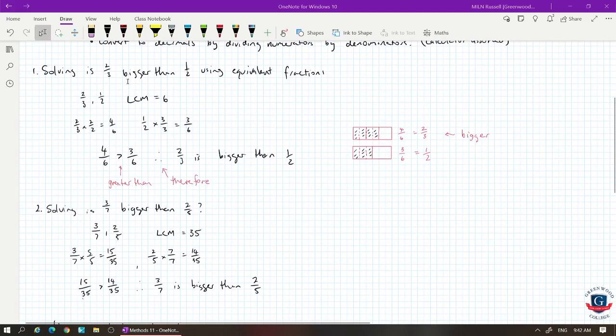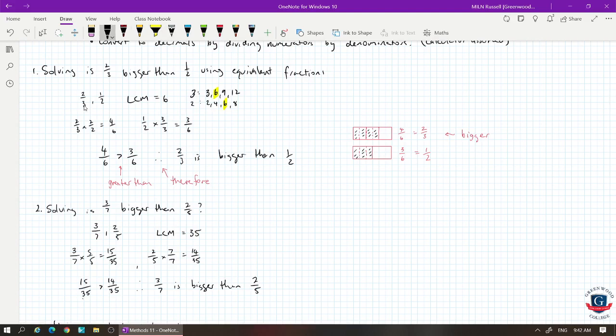Let's solve: is 2/3 bigger than a half, using equivalent fractions. So we'd write down the two fractions and we'd look for a common multiple. So let's list the multiples over here. I've obviously skipped a few steps. So 3 would be 3, 6, 9, 12, and so forth. 2 would be 2, 4, 6, 8, and so forth. And if we have a look, 6 exists in both lists. 6 is the common multiple. That's the one we're going to try and make.